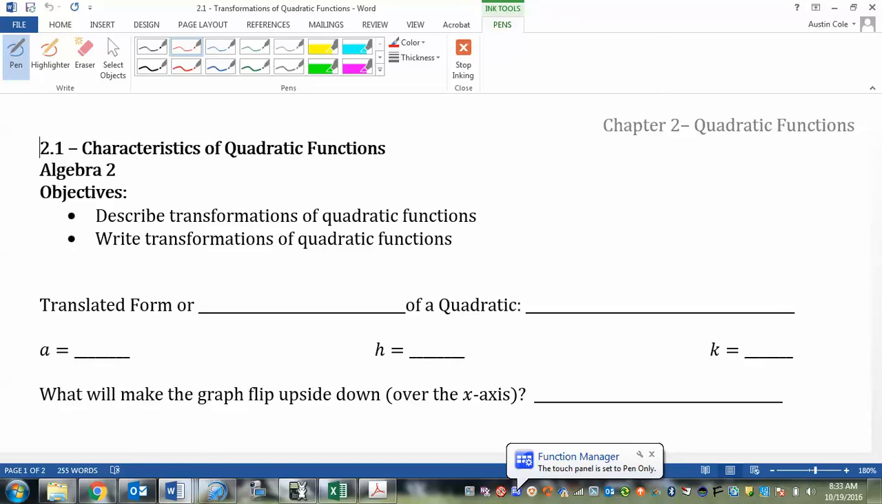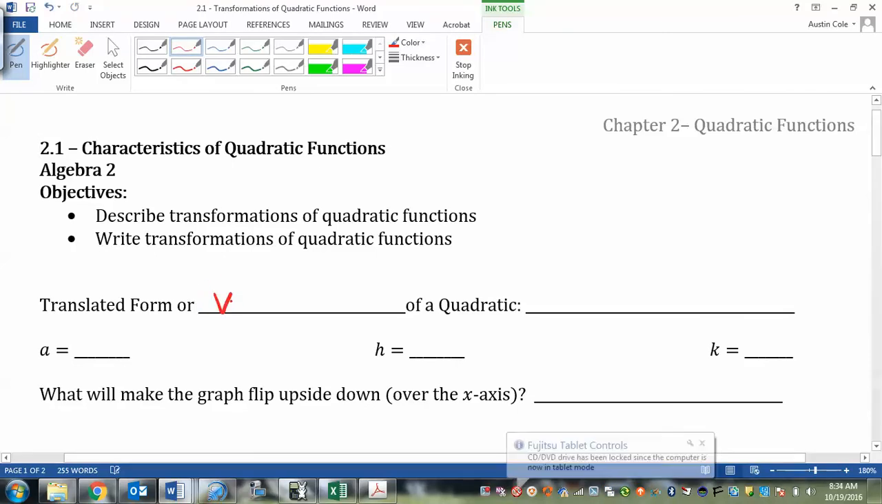Now, when I say quadratic, that's a word that I'll throw out a lot, and I just want to clarify, that means x squared. Something squared, that's what quadratic means, okay? So our goals today are to be able to describe transformations of quadratic functions. Then we're going to be able to write transformations of quadratic functions, and then on the back I've got a couple investigation type problems.